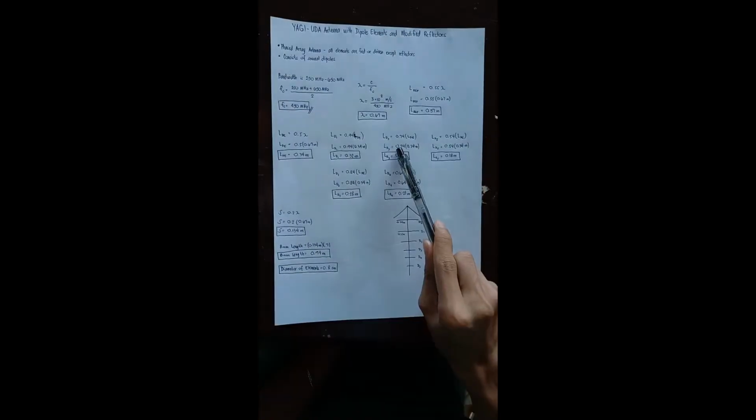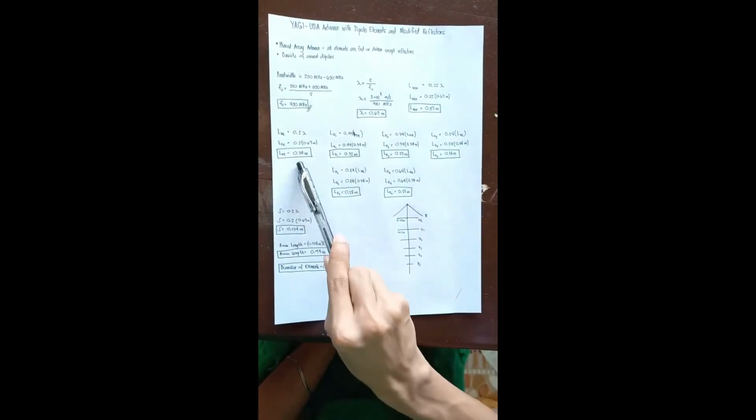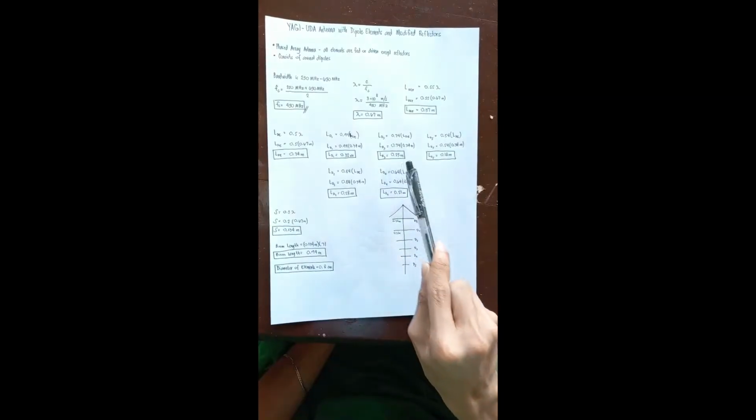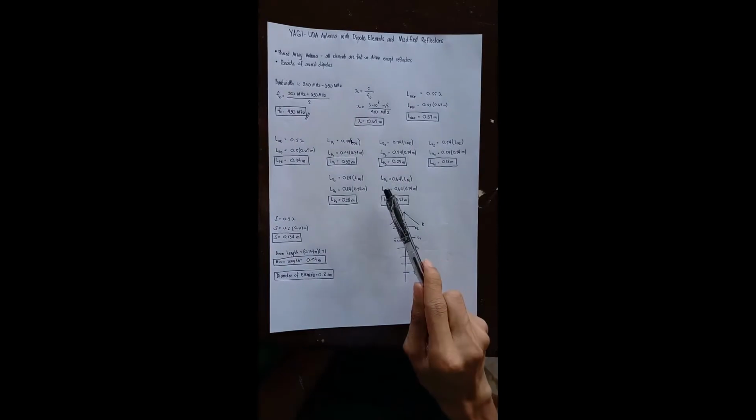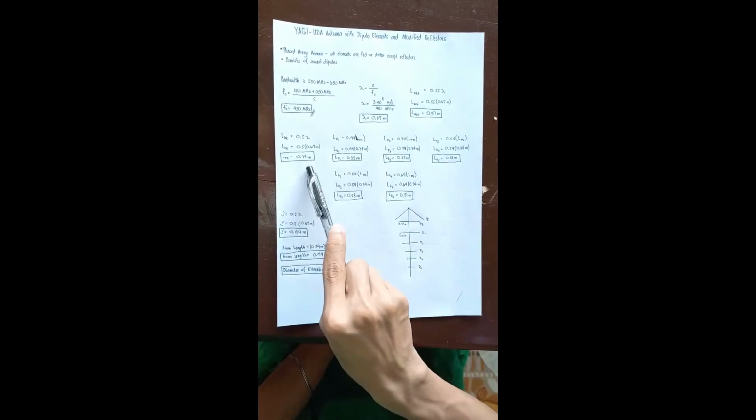For the third director, it is 0.74 times the length of the driven element, which is 0.25 meters or about 1/4 of a meter. For the fourth director, it is 0.64 times the length of the driven element, which is 0.21 meters. And lastly, for the fifth director, it is 0.54 times the length of the driven element, which is equivalent to 0.18 meters.